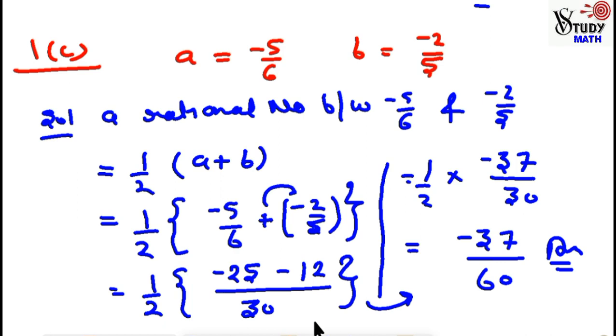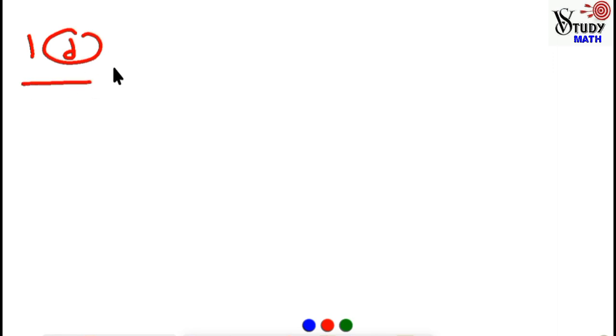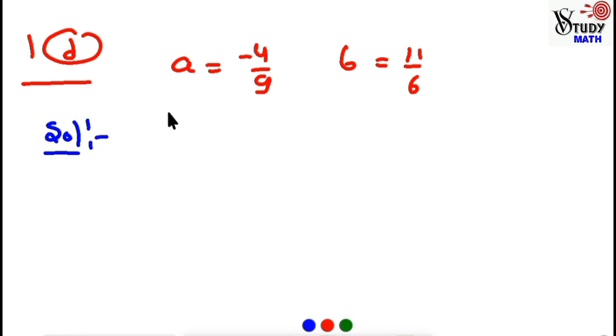Let's move to the fourth part of this question. Question number 1 part D. Here A is equal to negative 4 by 9 and B is equal to 11 by 6. So now what we have to do? Find a rational number. So the formula will be 1 by 2.